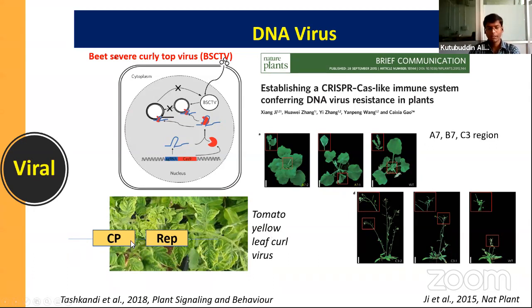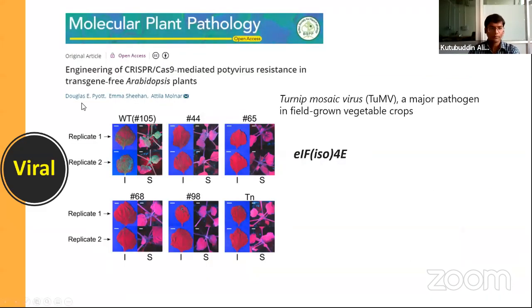However, they have used 2 guide RNAs. One is against the coat protein of that virus, another is the replicase 1. So these are the 2 important protein coding genes for the virus. So what they have done, they did Cas9 transformation and the guide RNA for disrupting the coat protein gene of that virus and the replicase gene of that virus, so that it can develop resistance against that virus.